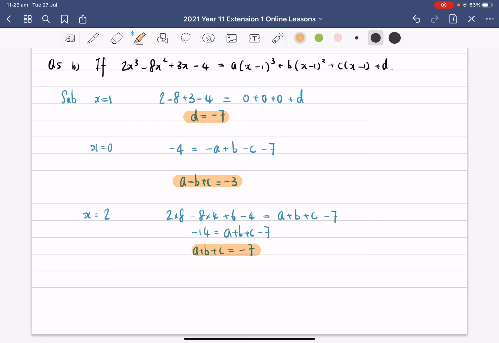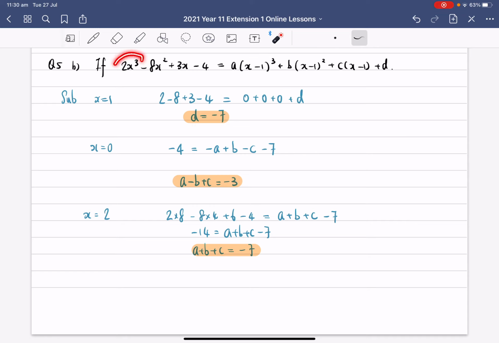I do need another equation in terms of a, b, and c, but you can substitute any other values again to get another equation in terms of a, b, c. However, I'm just thinking about, is there any sort of easier way we can combine method 1, which is equating the coefficients, with method 2, which is substitution. Now, this is very, very important. I do want everyone to look at this very carefully.